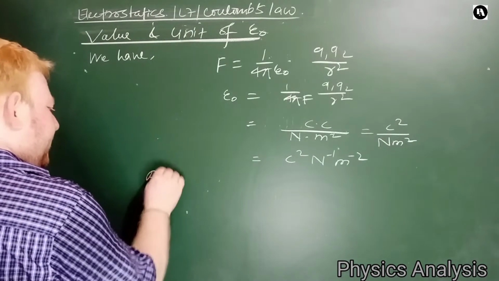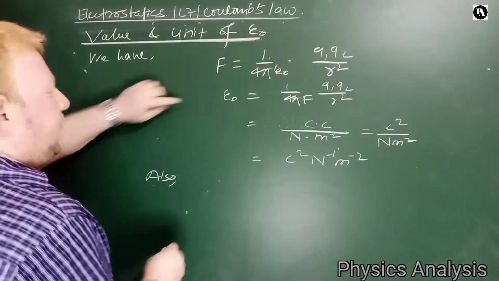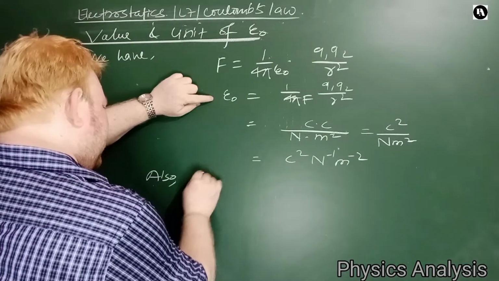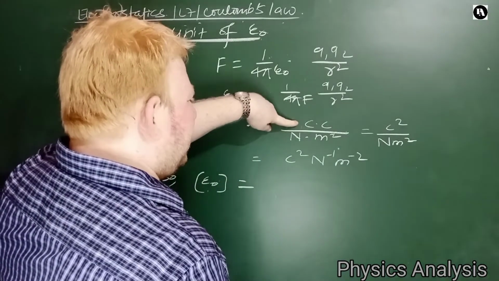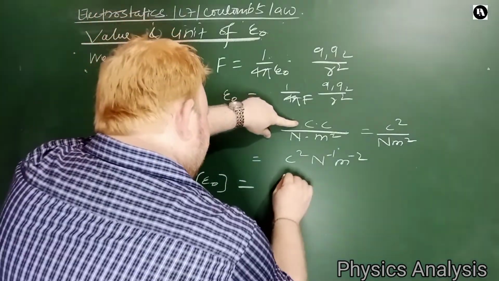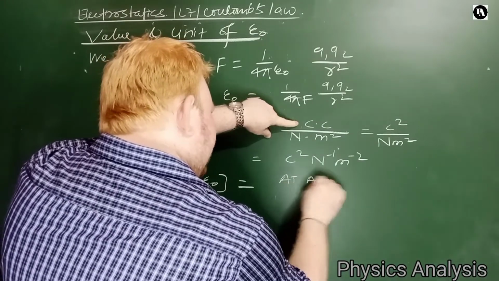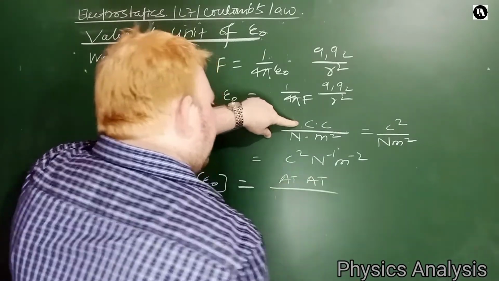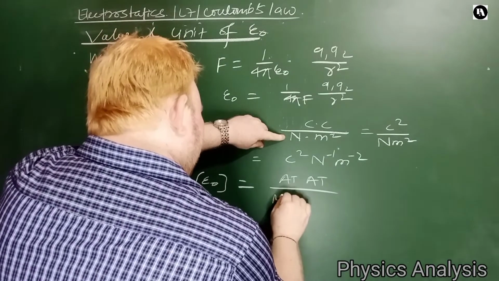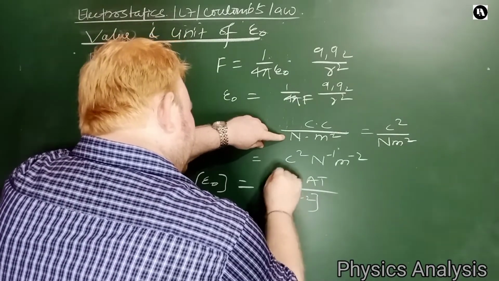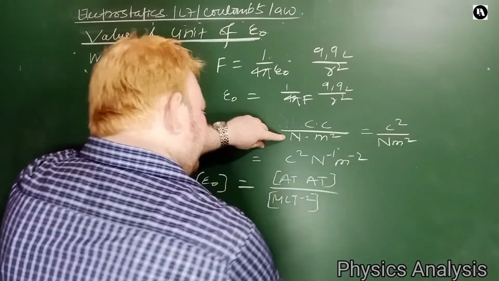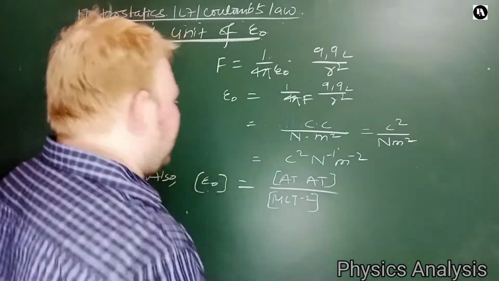Also find out the dimensional unit. Dimensional unit of epsilon naught is equal to, take from here, coulomb is AT, right, and Newton, so M L T to the power minus 2, right, and meter square, so L square.